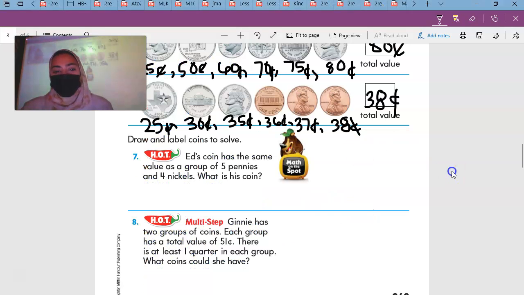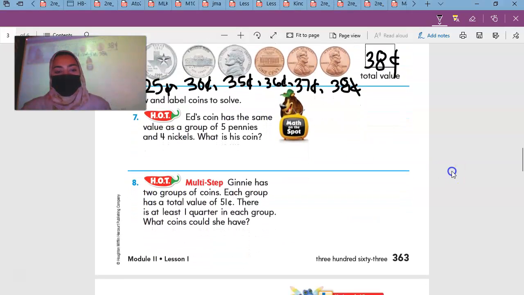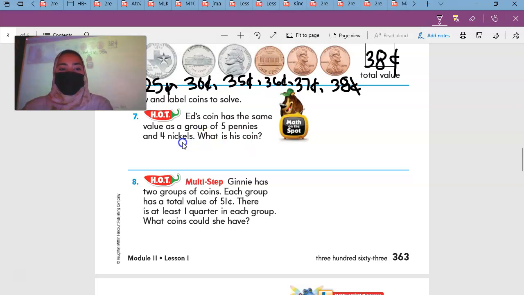All right, let's go back. Ed's coin has the same value as a group of 5 pennies and 4 nickels. What is his coin? It has the same value as 5 pennies and 4 nickels. Well, what is the value of 5 pennies and 4 nickels?